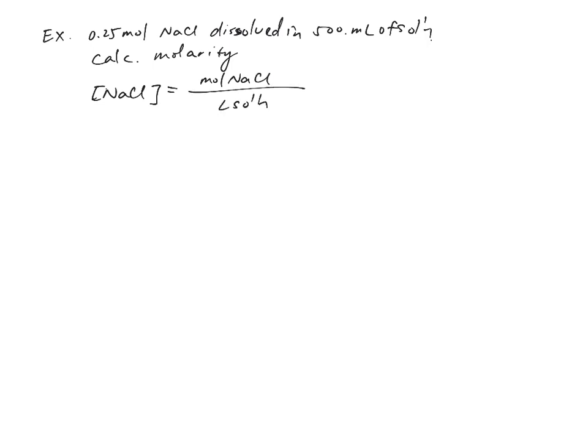liters of solution. So 0.25 mole of sodium chloride over 500 milliliters times each 1 liter is 1,000 milliliters. So milliliters cancel, you now have liters on the bottom and moles on top. That's exactly what molarity's unit is. So 500 divided by 1,000 is 0.5. So 0.25 divided by 0.5 is 0.50 molar.